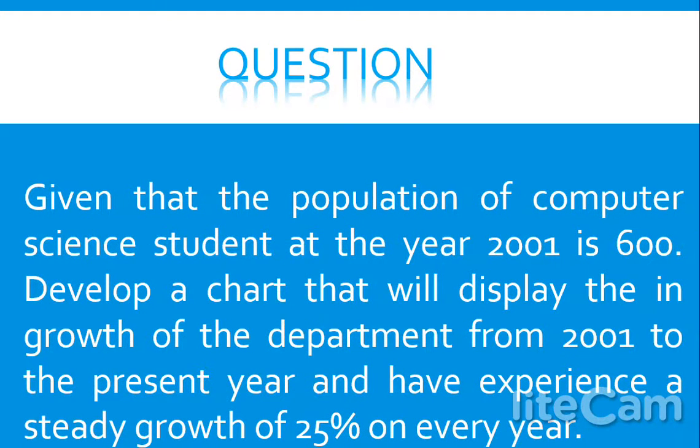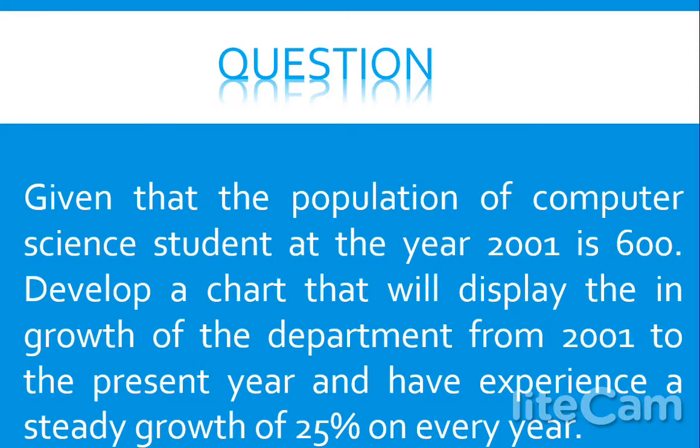The question says, given that the population of computer science students in the year 2001 is 600, develop a chart that will display the growth of the department from 2001 to the present year, having experienced a steady growth of 25% every year. We start from 2001, so the present year is going to be 2014, and the given population is 600.